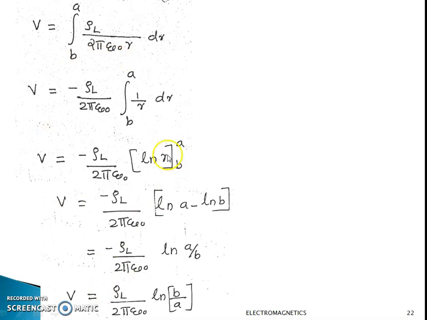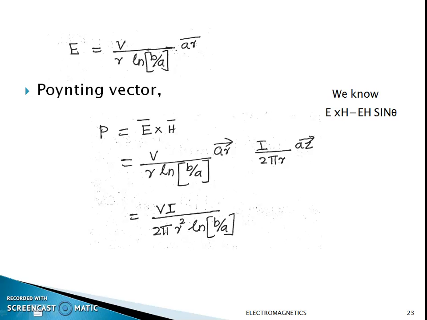On deriving this or continuing this equation, we get the value V is equal to rho L divided by 2 pi epsilon 0 ln B by A. From this we get the value for electric field strength E is equal to V divided by R ln B by A into AR. It is derived already in second module. Please refer that.